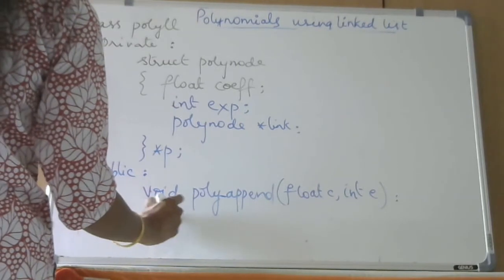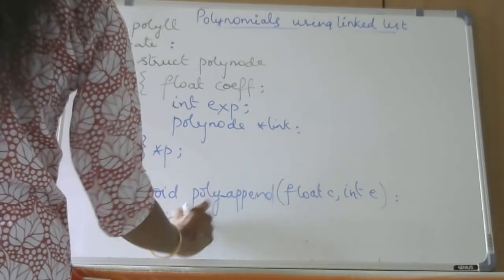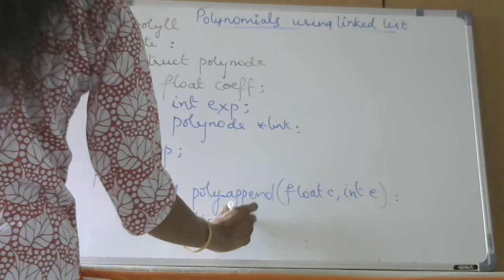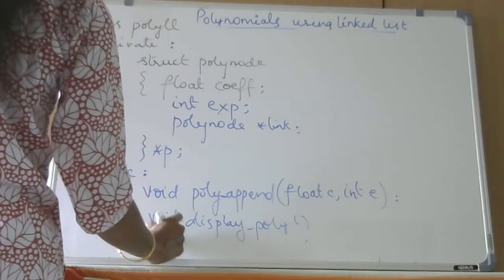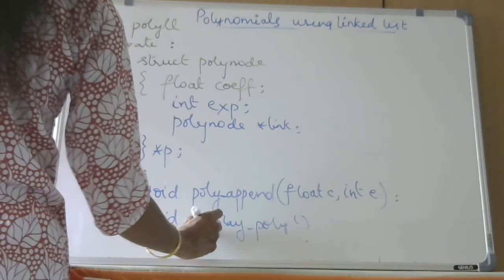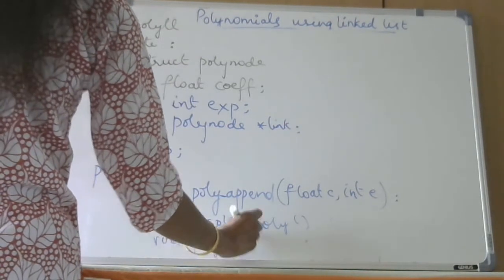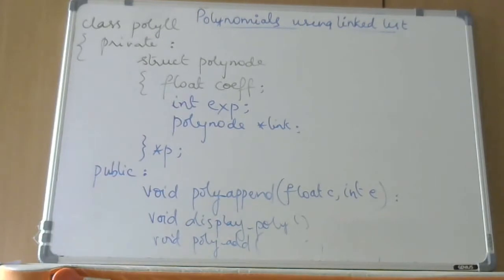One more function I can take for display. And I can also take one function for addition, adding these two polynomials. Okay, these are the functions that I may consider. Let us see how we can append and display. Let's see how simple the code is.